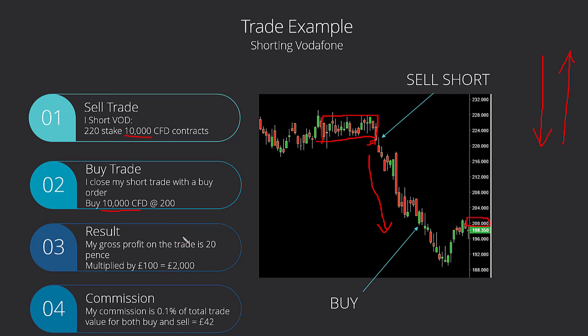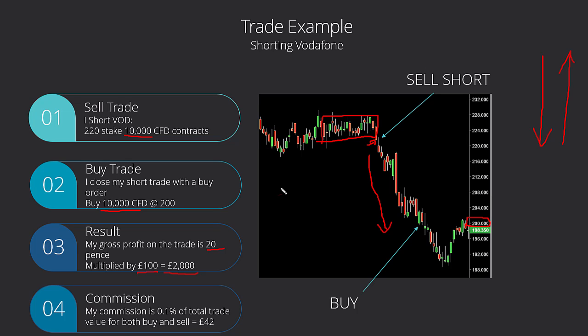So we multiply that. The easy way of doing it is to multiply that 20 pence by the 100, which is the equivalent of our 10,000 CFD contracts, giving us a nice profit on this particular trade over the couple of weeks of £2,000. We have to pay a bit of commission on this because we're getting the market spread, and obviously the broker's providing us with some value. We've got to pay commission.